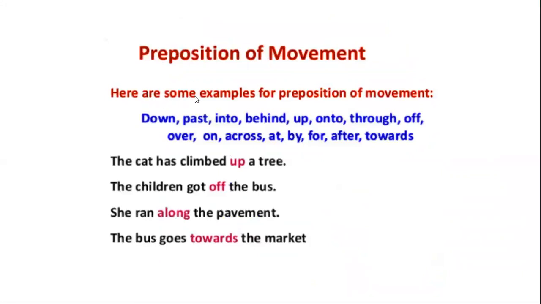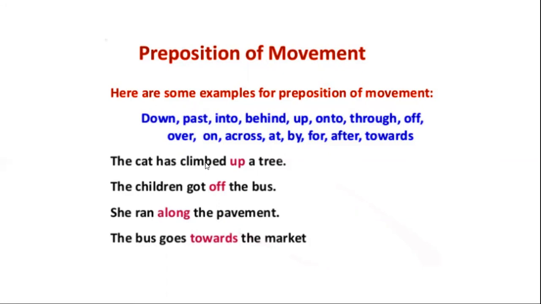So here are some examples for prepositions of movement. What are the examples? Down, past, into, behind, up, onto, through, off, over, on, across, at, by, for, after, towards. So these are the preposition of movement words. So for example, the cat has climbed up a tree. The children got off the bus. She ran along the pavement. The bus goes towards the market. So this indicates the preposition of movement.